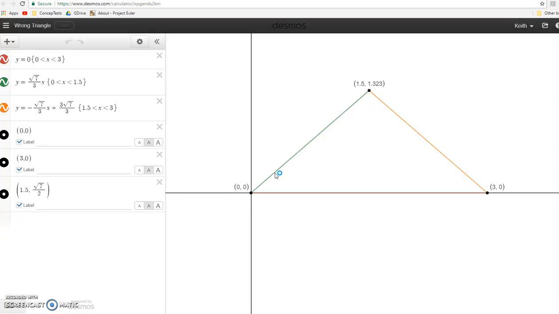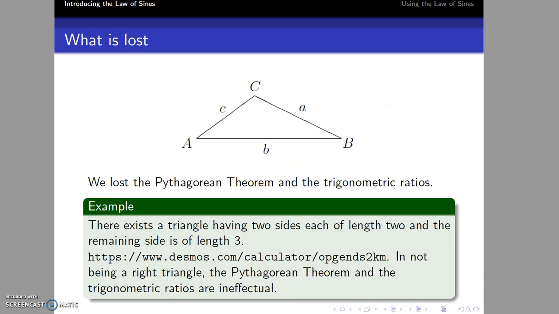And yes, there is such a triangle. This is not an impossible construction. I have made it for you here. So this is 0 to 3, and up here is 1.5, comma, root 7 over 3. It's picked because if you did the distance formula from here to here, you would have a distance of 2. From here to here, you'd have distance 2. And from here to here is obviously distance 3. So yes, there are such triangles, and no, the trigonometric ratios and the Pythagorean theorem just don't apply anymore. I forget if I said too many no's there. You don't get that anymore.